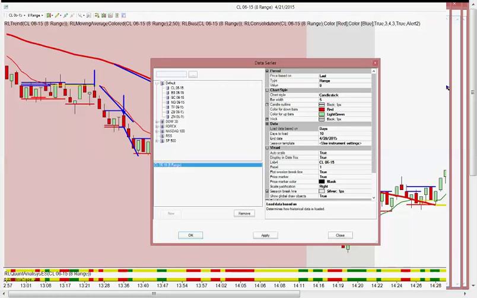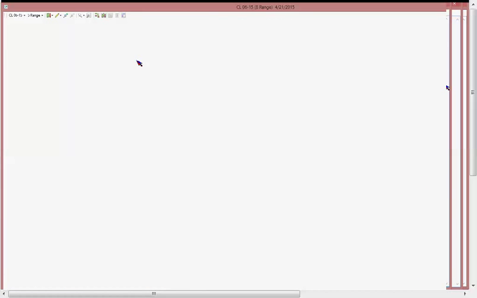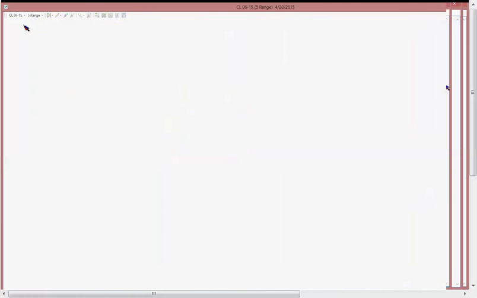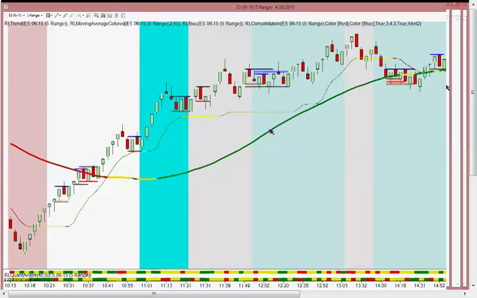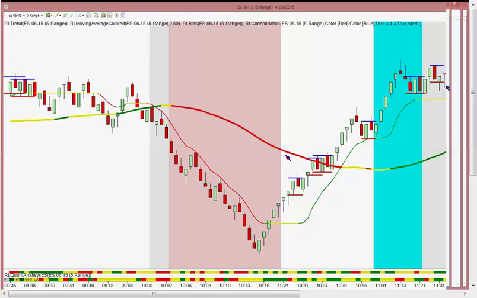I'm sorry. Here's what I want to do. I want to change this to a 5 range. And I want to move this to the ES. Okay. Now I want to show you what this line does. What these two lines do is they analyze the market direction from 5 other markets.